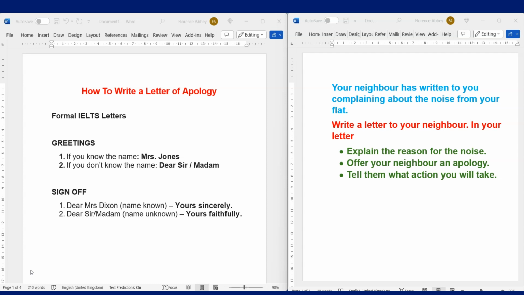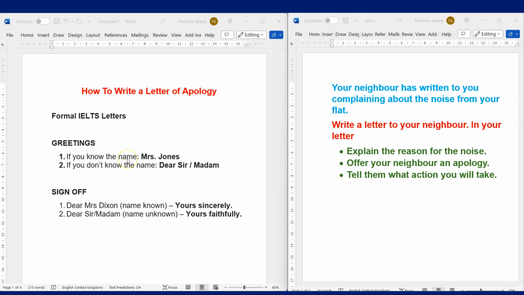In the greeting, it's more likely that you know the name of your neighbor, maybe just a close neighbor. If you know the name of your neighbor, you can write the name like Miss Jones. You can make it up if you want to. For instance, here we have your neighbor, and I can choose to just make it up, like dear Miss Jones. And if you don't know the neighbor, you can just write dear sir or madam. So that is the greetings.